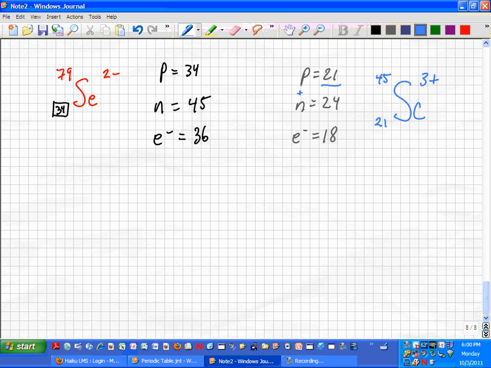Something I want to point out, it is impossible to get your mass number without your neutrons. So you can't get mass number without knowing the number of neutrons. Well, I said you couldn't look those up.